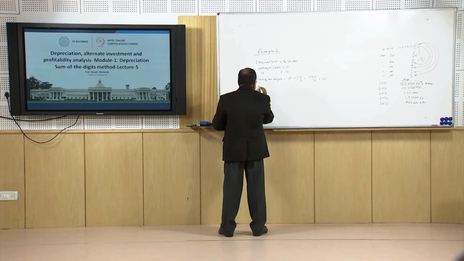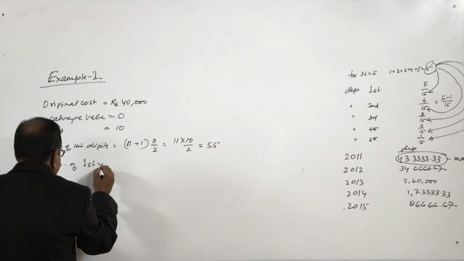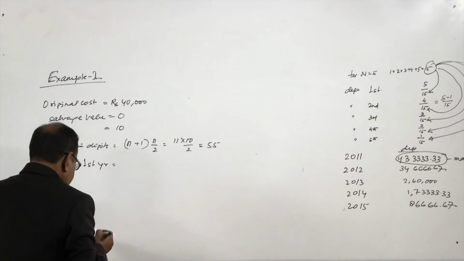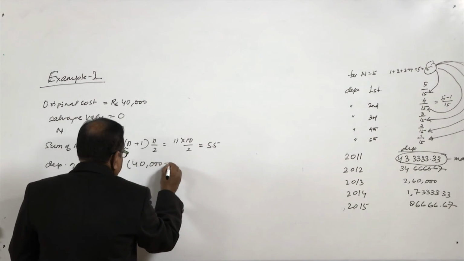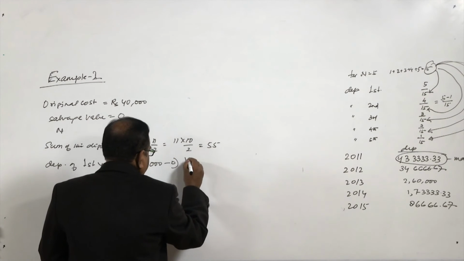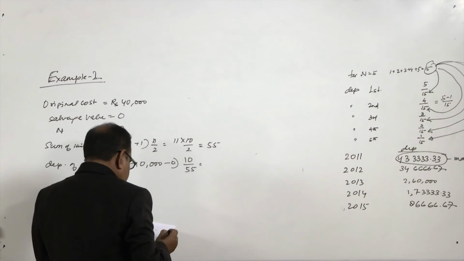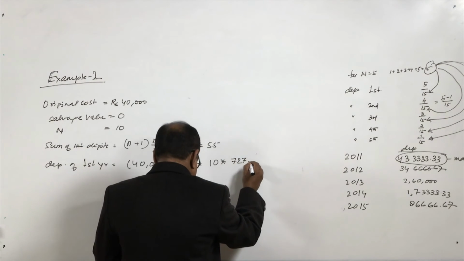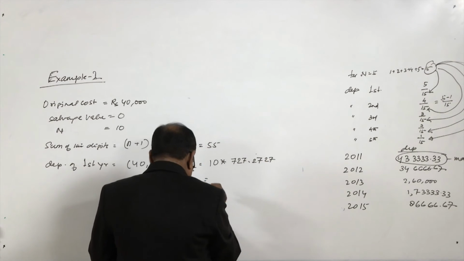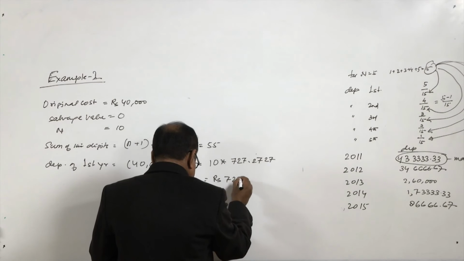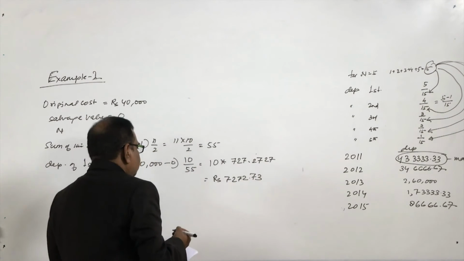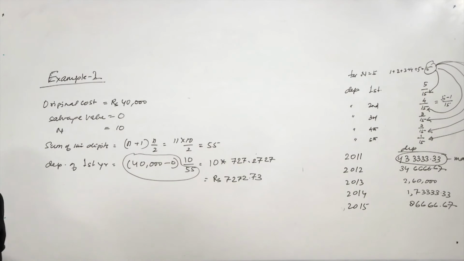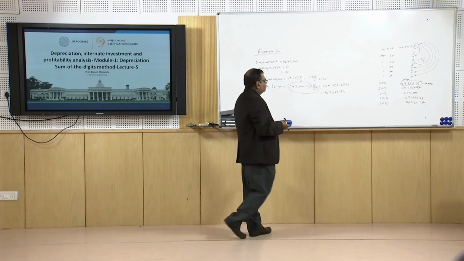So depreciation of first year is equal to 40,000 minus 0 into 10 by 55, which comes out to be 10 into 727.2727, which is rupees 7272.73. So what I have done is convert this into a fixed value, that is 727.2727.